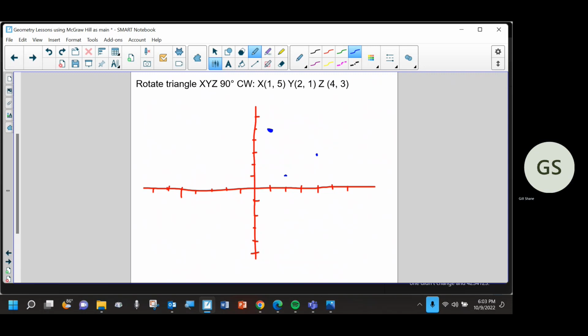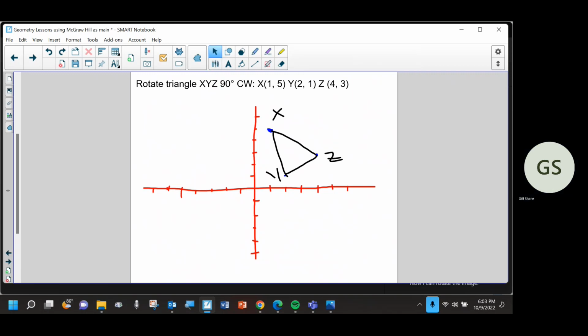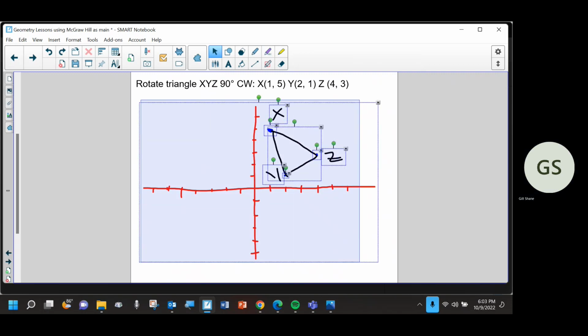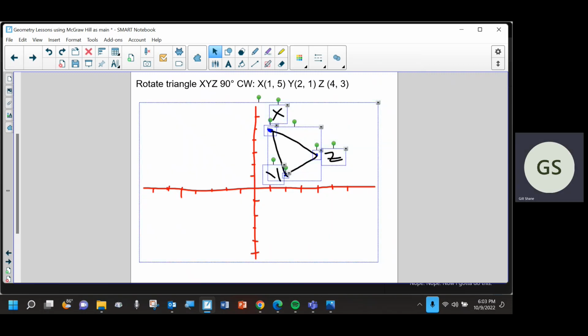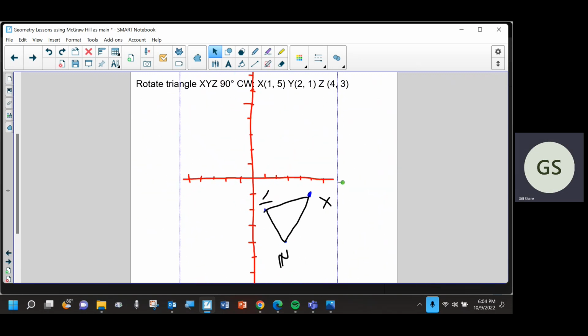So I'm going to go back to, actually, I'll go to fly for this. And I need to label them, so that's X, Y, and Z. Now I can rotate the image. Nope, now I've got to group it again, since I had to redraw it. So now I can rotate the image once. These are my new points.